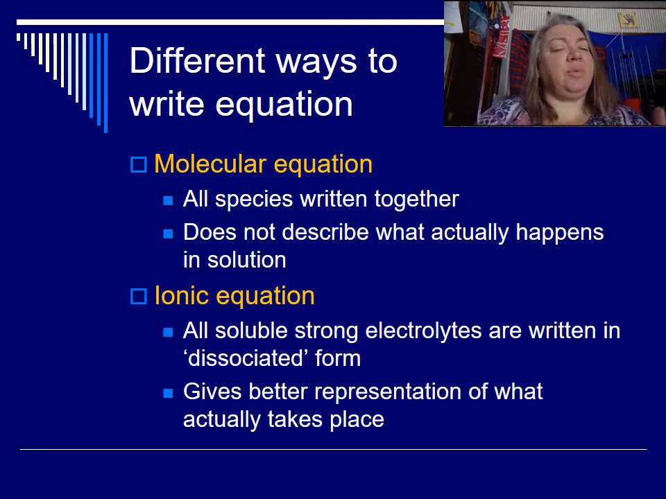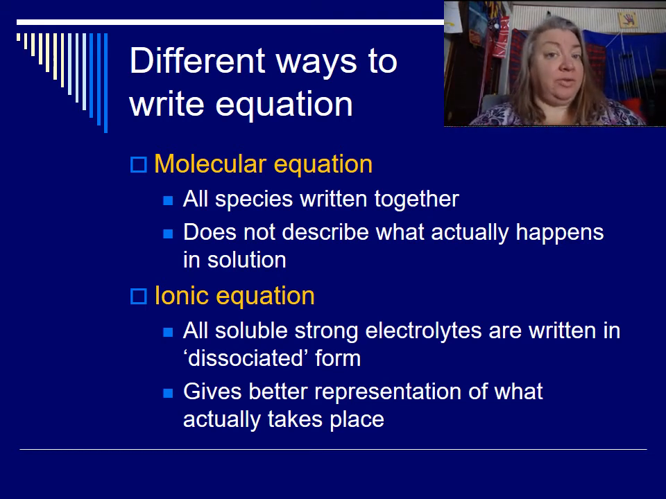And there's a lot of different ways that we can do that. So we can write what's called a molecular equation. And this is what you're familiar with so far, where we write the species, the whole chemical compound on the reactant and the product side. So all species are written together. We're not doing the dissociation that you just saw. But this doesn't necessarily describe what actually takes place in solution.